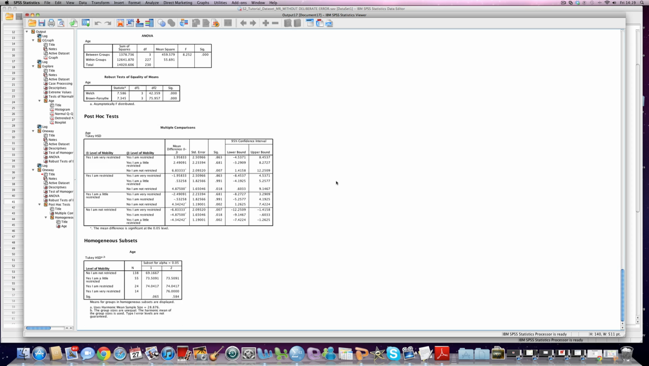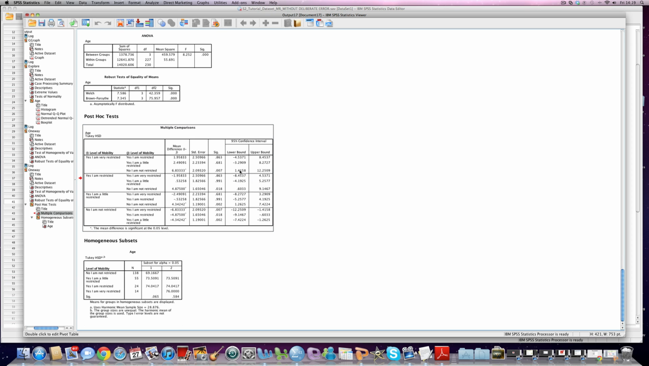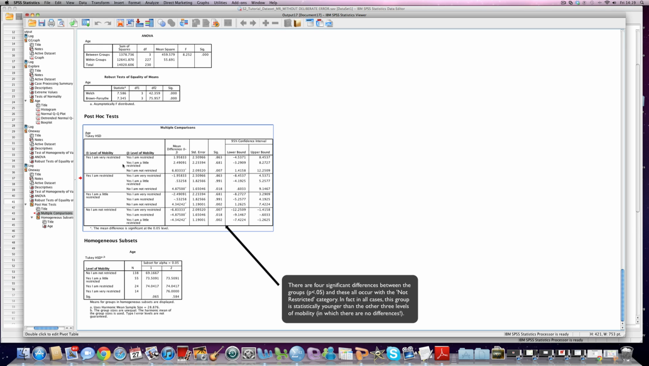And what SPSS spits out at us, and this is a really important table, is a comparison of each category with every other category. And it does a mean difference test of I minus J, where I is these variables on the left and J is these variables on the right. So it's saying, yes, I am very restricted, and yes, I am restricted. There's a mean difference of 1.95 years, but actually that's above 0.05, which suggests that no, there is no significant difference there.